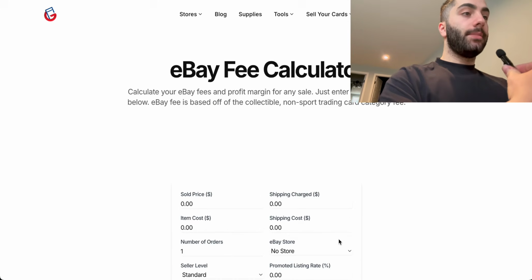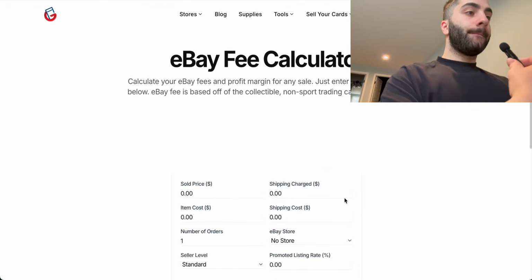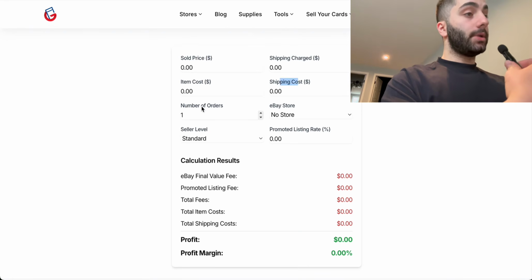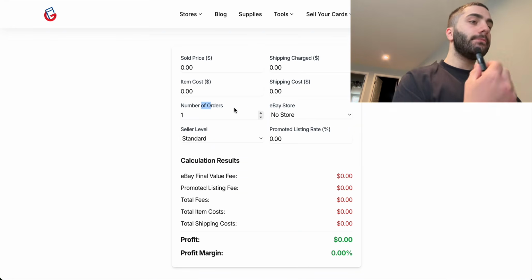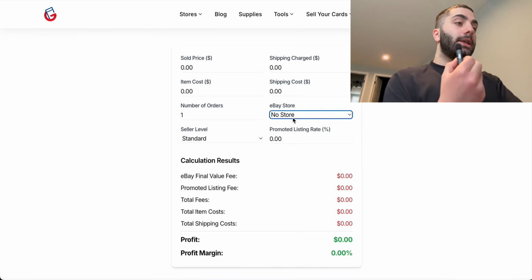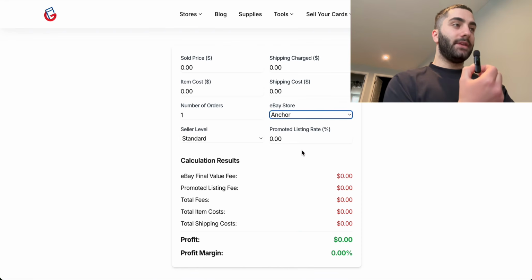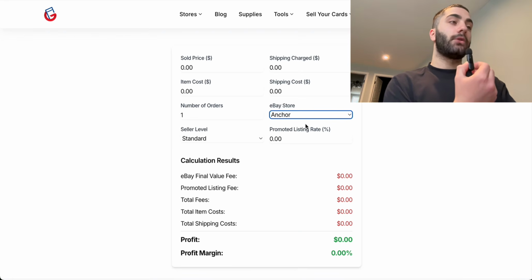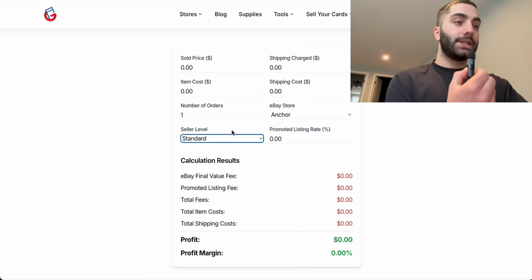So this is how the page looks, and basically it's just a simple calculator. You enter in the sold price, shipping amount charged, how much the item cost, the shipping cost, and the number of orders you've had at that price. For the eBay store, you could put the eBay store you have. I haven't noticed a big fee difference, so it really doesn't make an impact, but just for future reference, I have that there just in case.